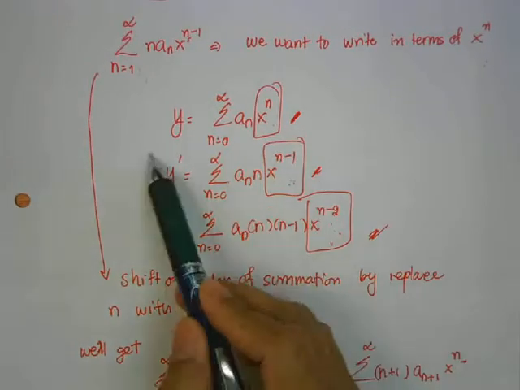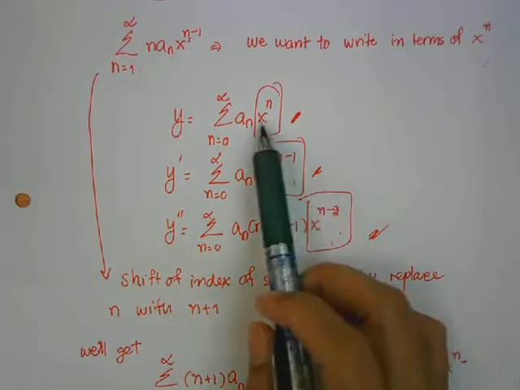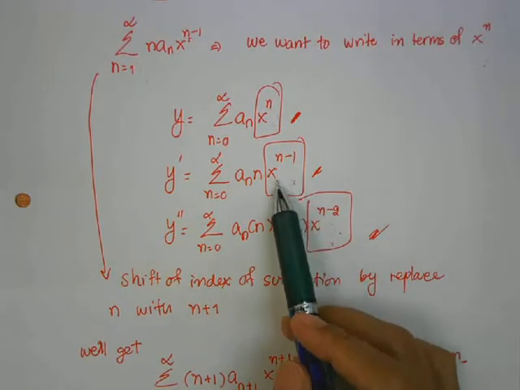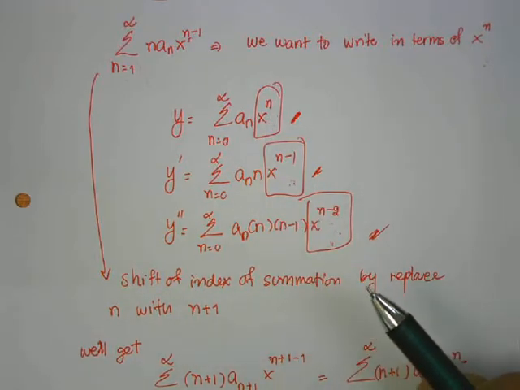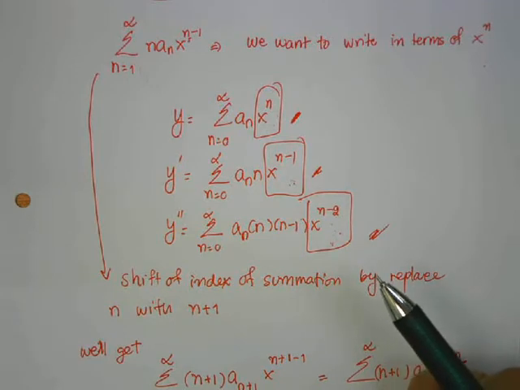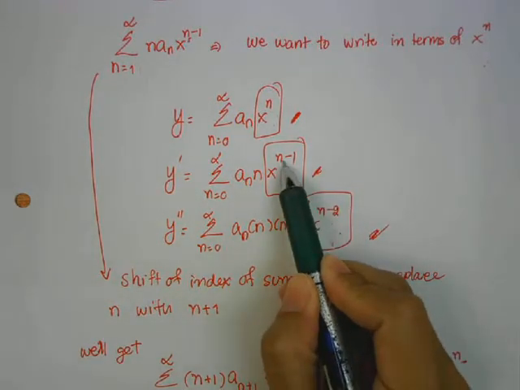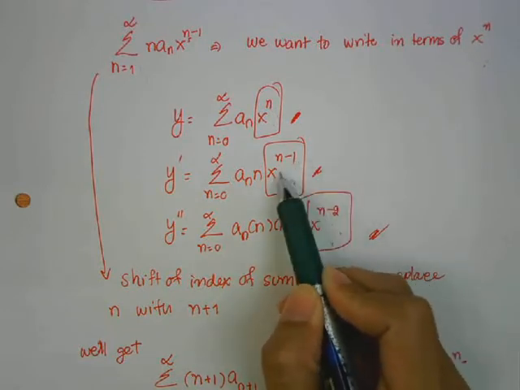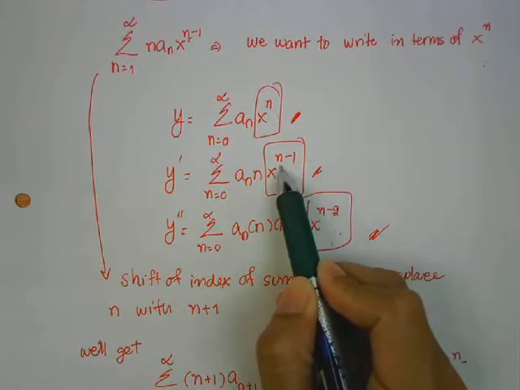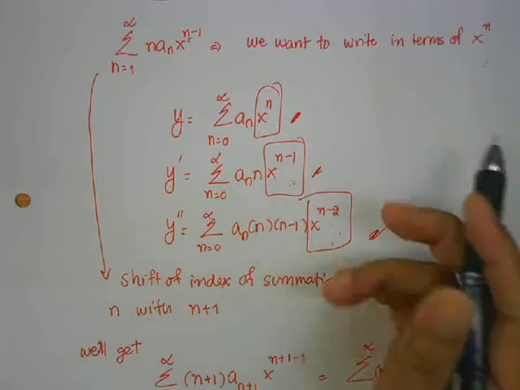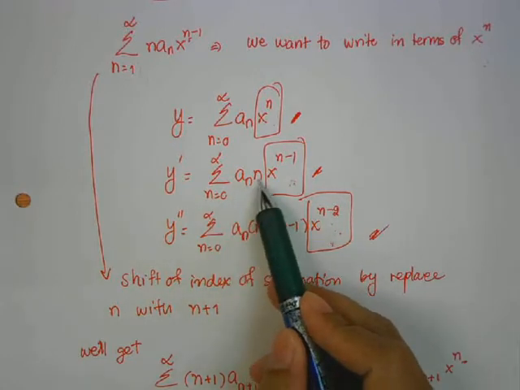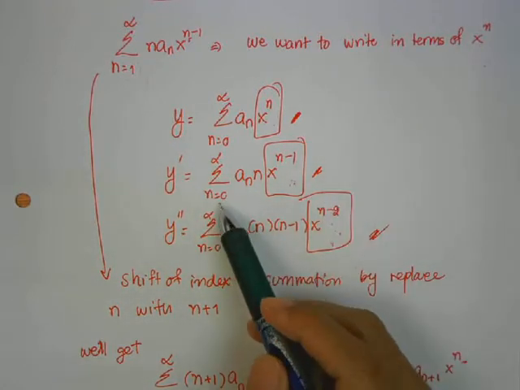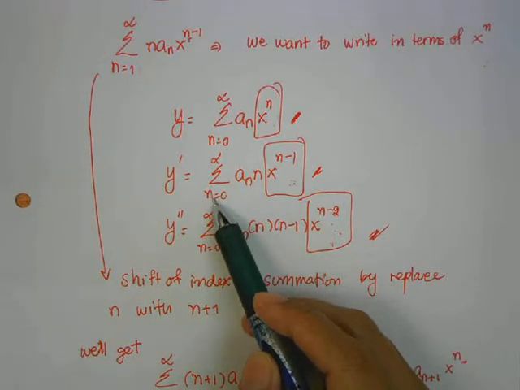The second term first: a_n times x to the power n minus 1. If we want to make the term x to the power of n minus 1 become x to the power n, the way we can do it is by doing the shift of index of summation. So in order to get n minus 1 become n, you have to replace this n with n plus 1. When you replace it with n plus 1, every n in the summation has to change into n plus 1.